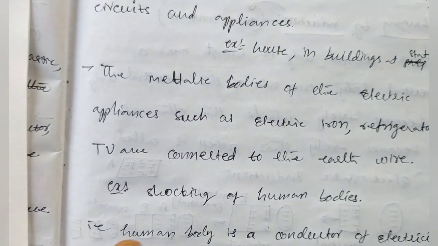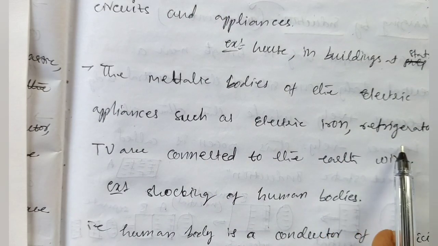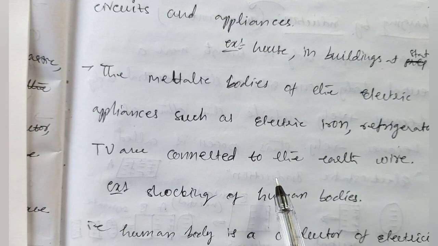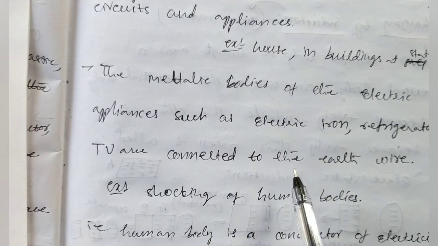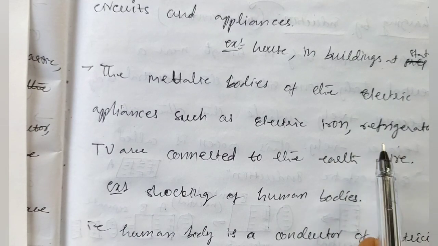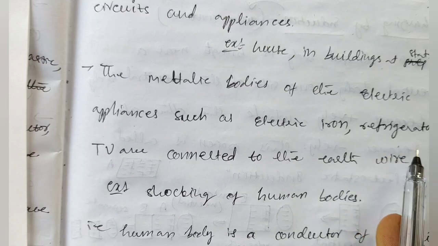we see that the earth is connected to the TV, iron box, and refrigerator, and they can work. When electricians repair the TV, iron box, and refrigerator, they connect them to the earth.